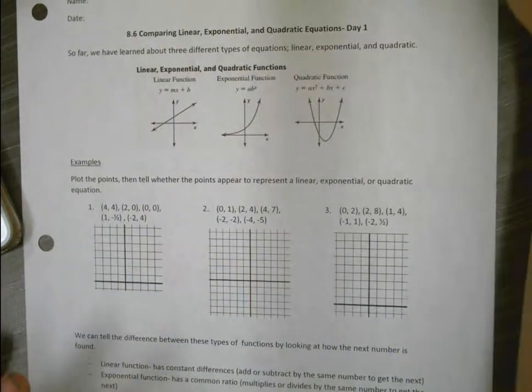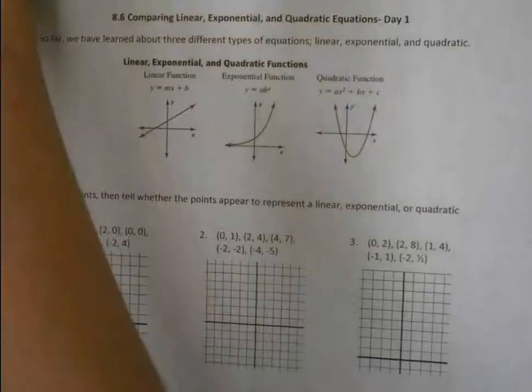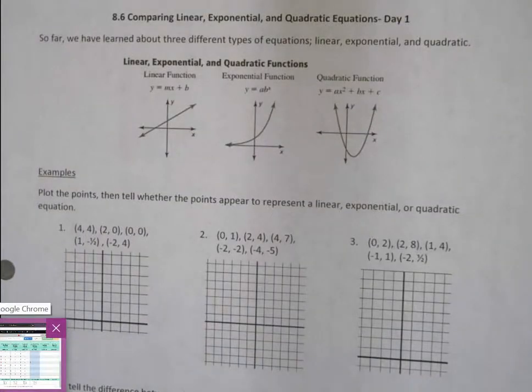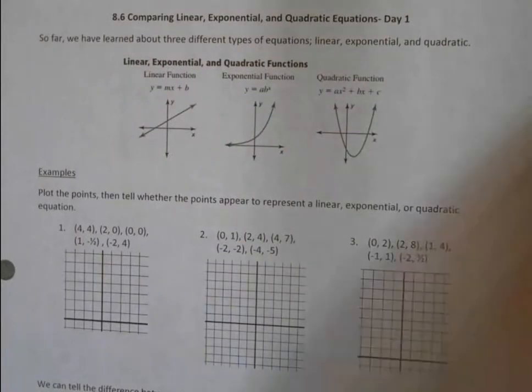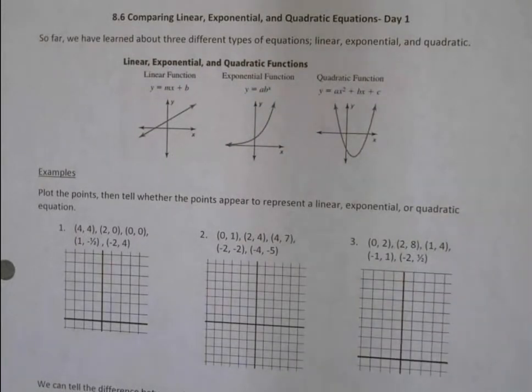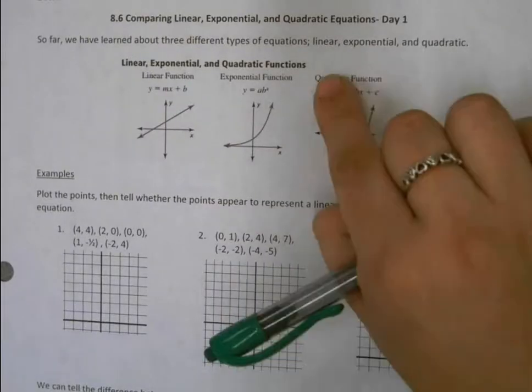Okay, so today we are comparing linear, exponential, and quadratic equations. We have learned about all three of these before. Remember, way back last semester, you guys learned about linear equations. These ones are lines, like linear says. Exponential is the one that just has one curve, and quadratic is the ones that are U-shaped.